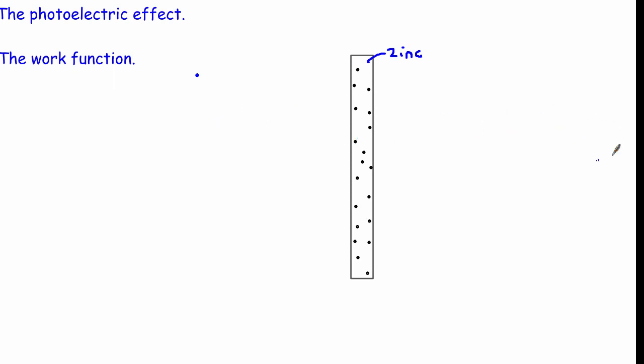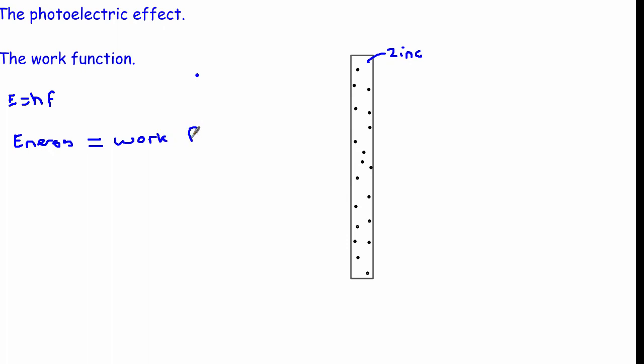Now, if we just take a step back a second, we know that the energy of the photon is equal to hf. Okay, and this is the energy of the photon. It comes in, and some of that energy is used to break these bonds. So the minimum energy it's going to take to break this bond is given a special name. This is called the work function.